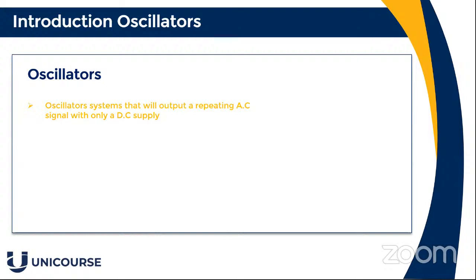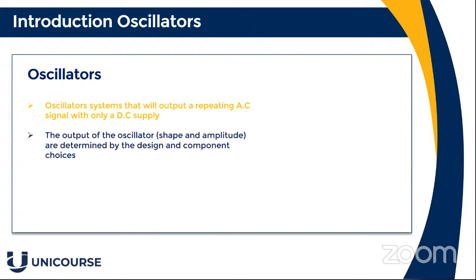So what is an oscillator? The device repeats AC. It doesn't produce DC, it will produce an AC signal, but we use a DC supply to get the oscillator to work. Now, the output of the oscillator can vary, and we'll be looking at that in a minute. And that is going to be determined by the design and the component choices. The amplitude is typically constant, but the frequency can be altered. Usually what will happen is that when we design the circuit, the amplitude will stay the same, but we can actually vary the frequency.